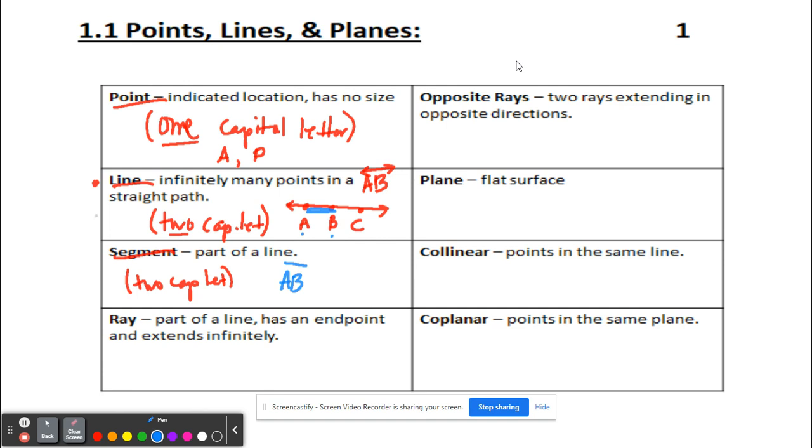Okay. Now let me go back to line because I forgot to tell you all one thing when we were up here. There is one other way to say a line, and that is one lowercase letter.